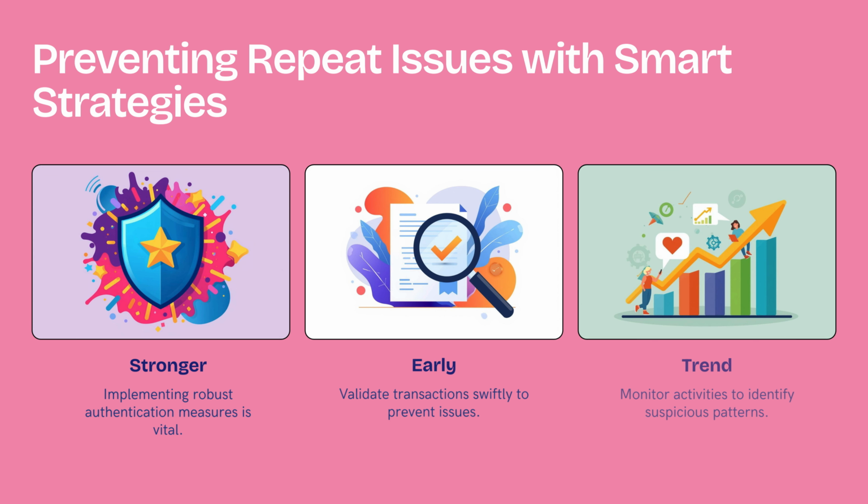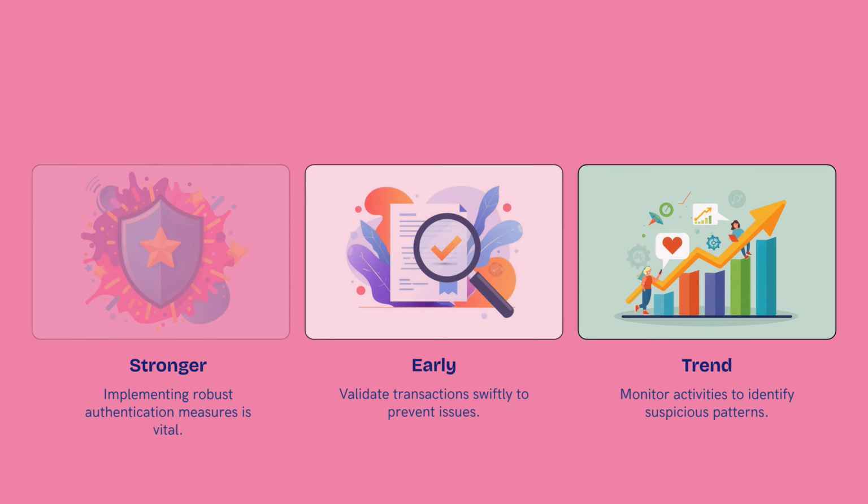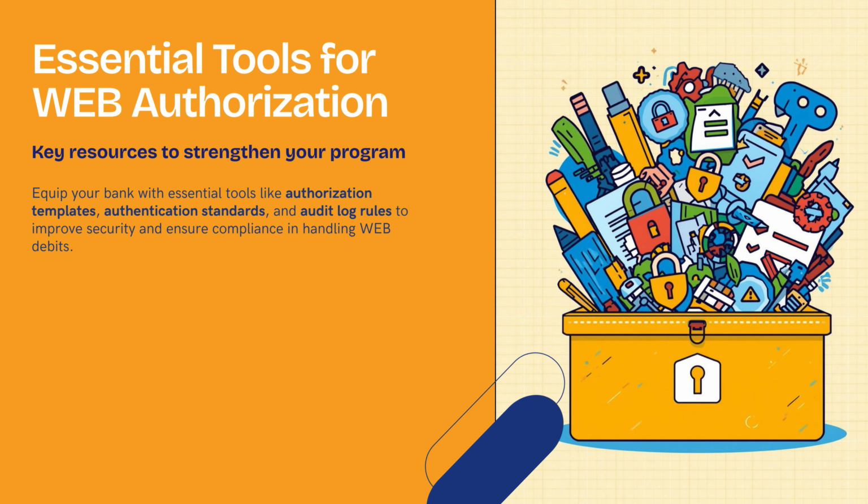Prevent repeat issues by tightening authentication, validating accounts earlier, monitoring return trends, and updating your authorization process when risk changes. Your web starter kit should include authorization language templates, authentication standards, validation rules, audit log requirements, and a proof retrieval SLA. This is how mature programs operate.